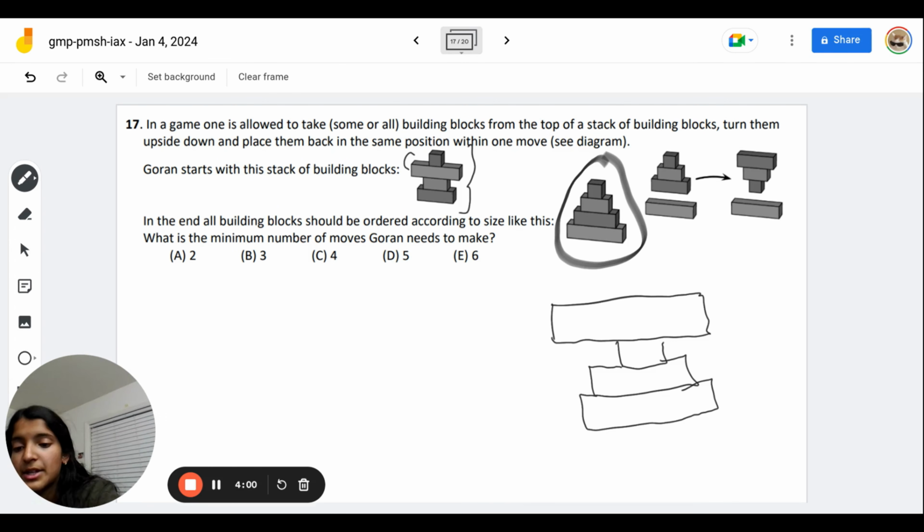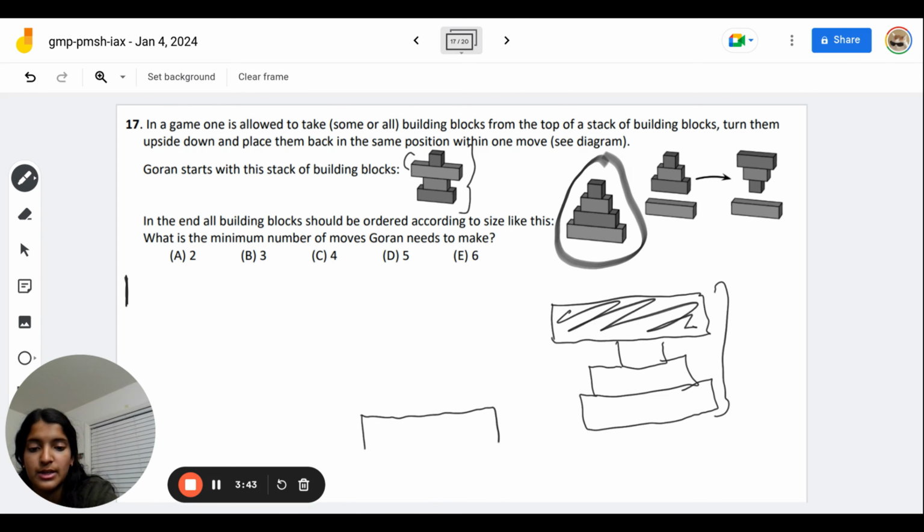So that's move number 1. So you already used one move. Okay. And then you would flip over this entire structure to get this large block on the bottom. So our structure would then look kind of like this.